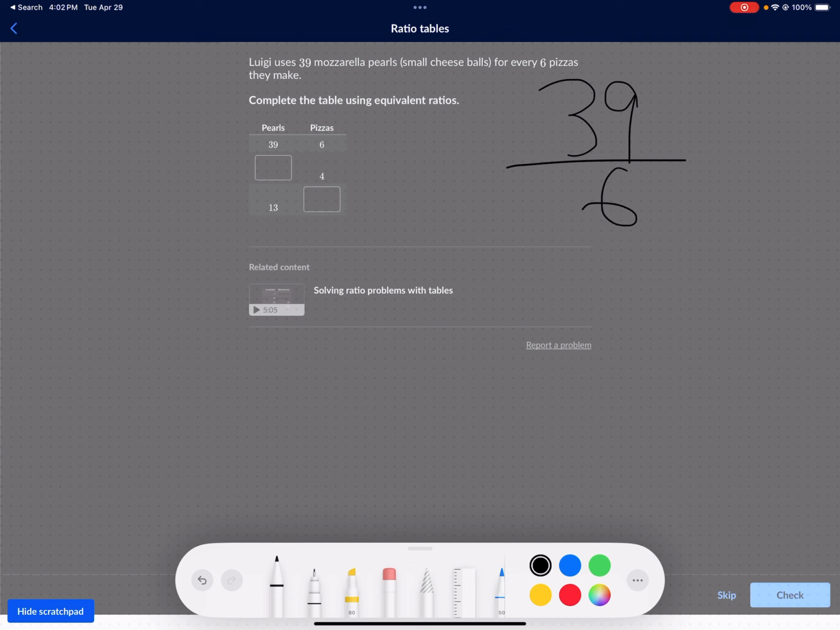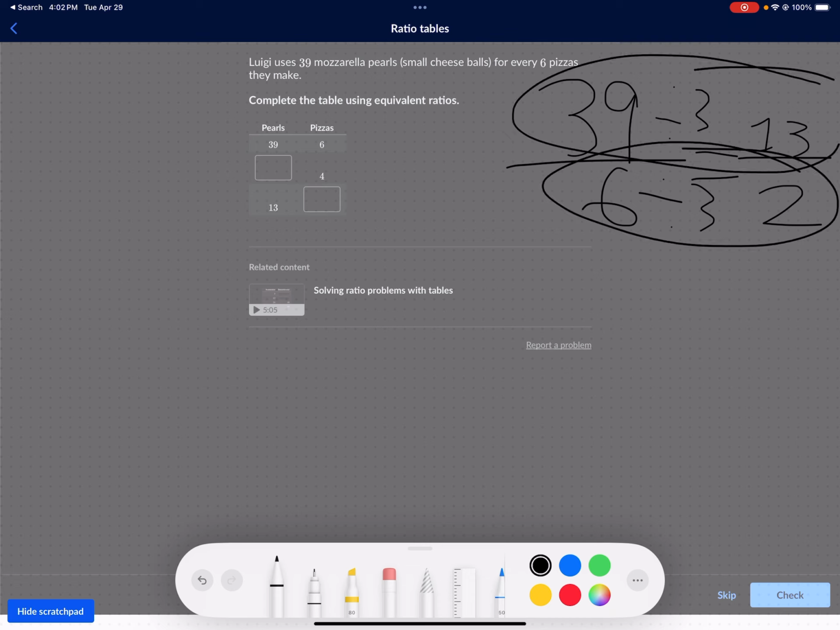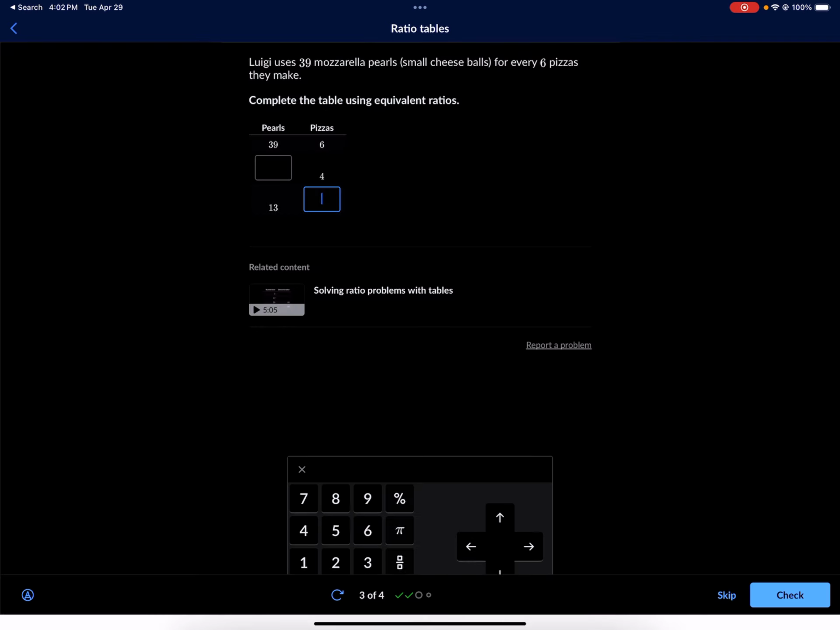39 and 6, those are both divisible by 3. So if we divide each by 3, we get 13 over 2. So we have how many pearls? These are pearls, and these are pizzas. So we have 13 pearls, and hey, that's right here. And then we have 2, so that means 2 pizzas.